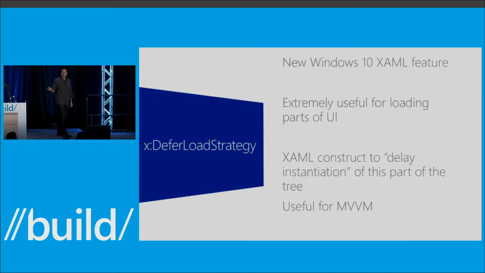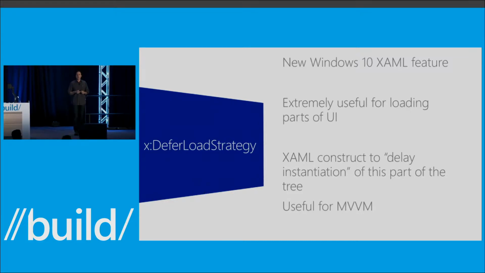The good news is, in Windows 10, we've introduced a new feature that makes this very easy for you to do. We're calling it x:DeferLoadStrategy. It's a new XAML construct that tells us to delay instantiation of this part of the tree. We're seeing a lot of people use MVVM as a design pattern in their apps, and a lot of MVVM apps have a Boolean to visibility converter, and they turn on or off parts of their UI. So we suggest, if you're doing that, use that in conjunction with x:DeferLoadStrategy.